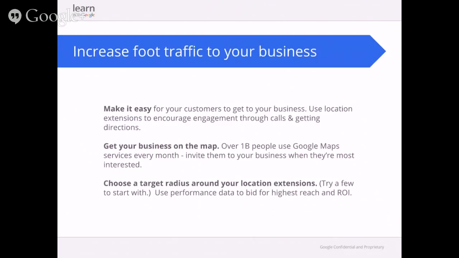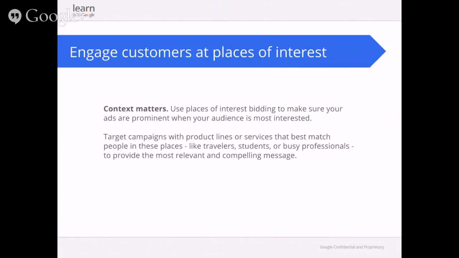Use location extensions to make it easy for your customers to get to your business. Make sure you get your business on the map. And again, use performance data to choose your target radius bids for reach and ROI. Context matters. Use places of interest bidding to make sure your ads are prominent when your audience is most interested.